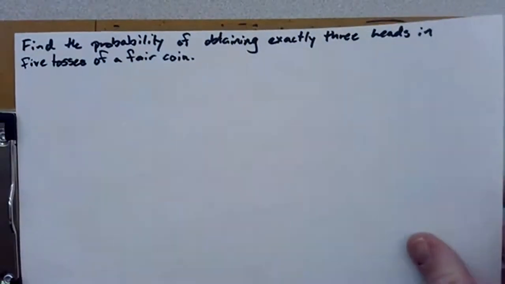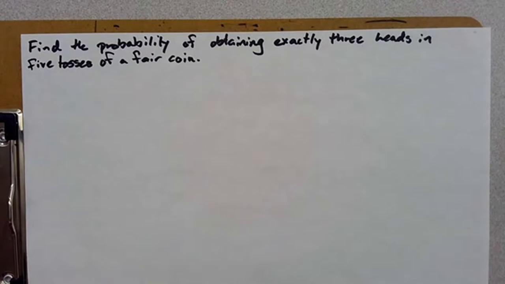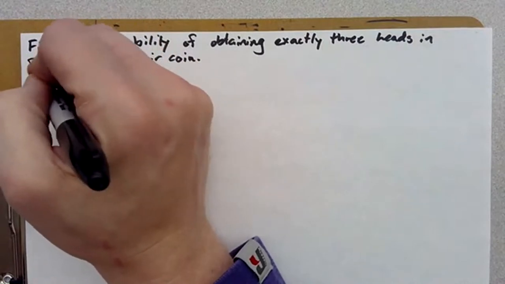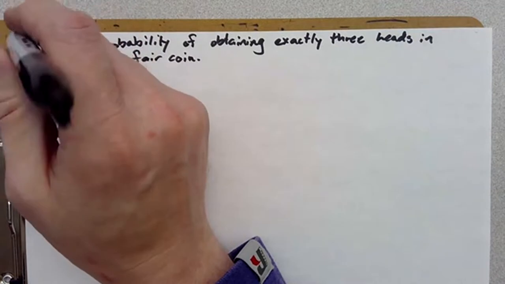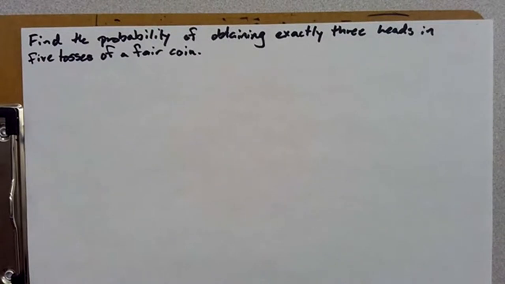Moving on. Find the probability of obtaining exactly 2 heads in 5 tosses of a fair coin. Okay, so we just want to know how many ways we can flip a coin 5 times and get exactly 2 heads. Well, the problem with this is that there are 32 ways to flip a coin 5 times. We just need to figure out what ways there are of flipping a coin and getting exactly 2 heads.